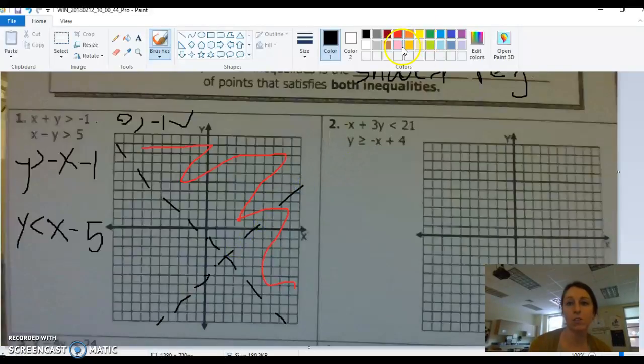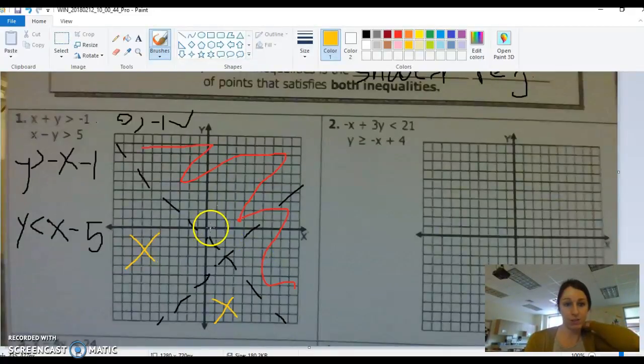So hopefully as you do that, you can see the four regions. Here's one of the regions up here. Here's the second, here's the third, and here's the fourth. And one of those regions has all the answers that work for both of those inequalities. Clearly it's not going to be this region or this region because we've already shaded the one part, so it has to be either this region or that region.